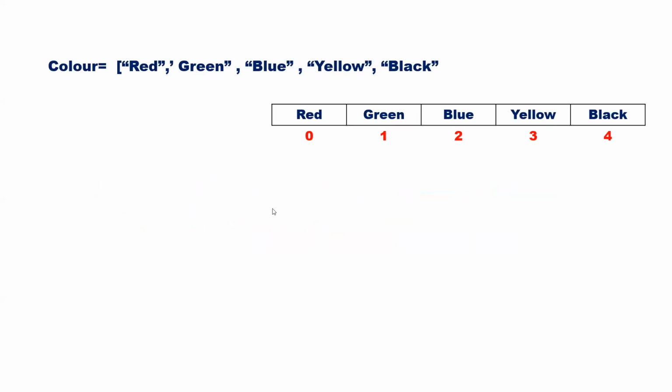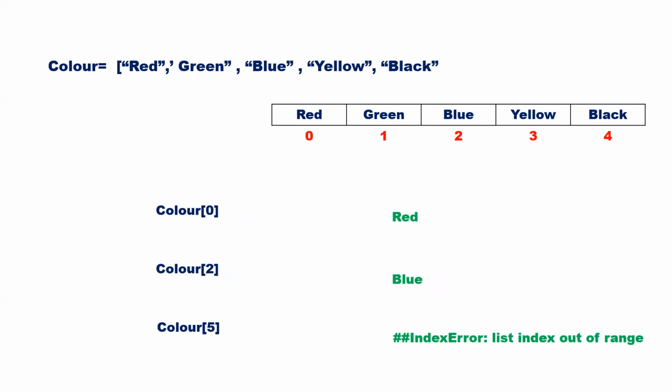For example, here color of 0 will give the value red, as the value at position 0 is red. Color of 2 means the value at position with index value 2. It is blue. Python will raise an index error if you use an index that exceeds the number of items in your list. 5 is not an index of list color. Hence, if you try to access color of 5, it will generate an error.